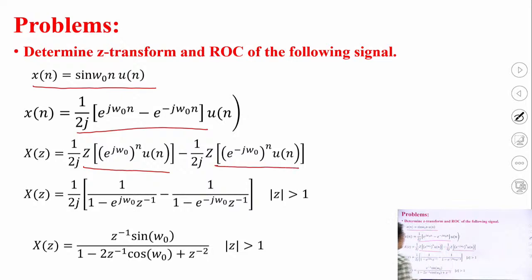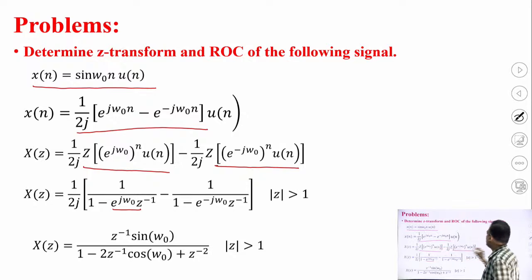Okay, now here it is a to the power n u(n), a to the power n u(n). So the formula we have already discussed is 1 upon 1 minus a z inverse. So here a is this. So you can say 1 upon 1 minus e to the power j omega naught z to the power minus 1, and here 1 upon 1 minus e to the power minus j omega naught z to the power minus 1. And ROC is what?